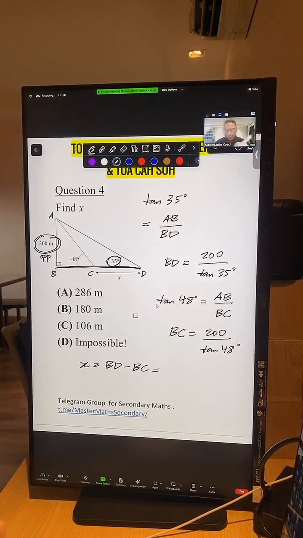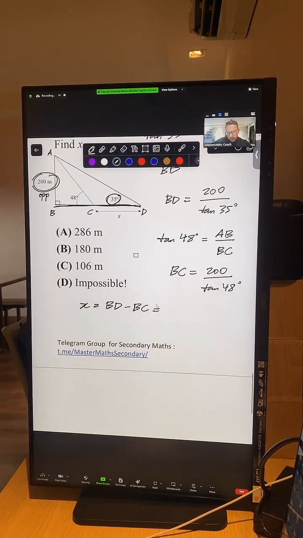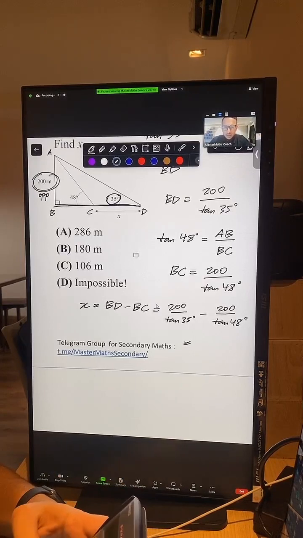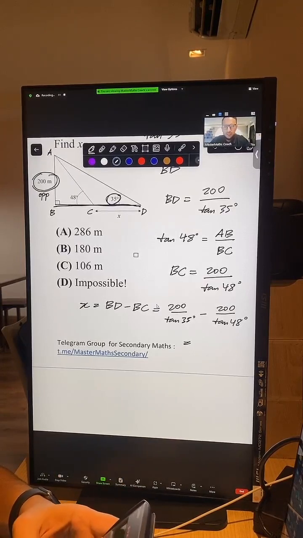Guys, again you can see when I do the working, it's very systematic. Some of you all, the problem is you quickly want to get the answer, but your working is not systematic. So in the exam, these kind of things will work against you. Make sure that your working is systematic step by step. So BD minus BC, BD is 200 over tangent 35 degrees. BC is 200 over tangent 48 degrees. Now take out your calculator. Can key in already. 200 tangent 35.